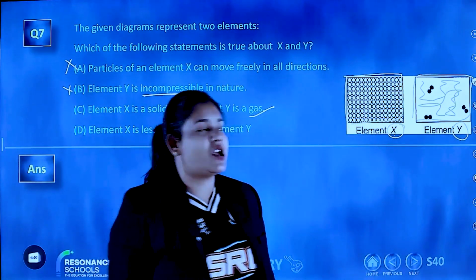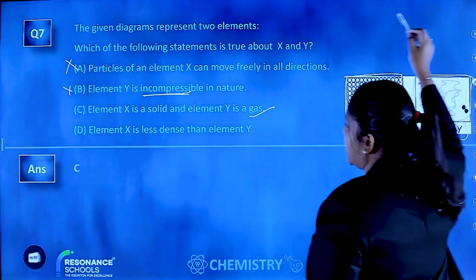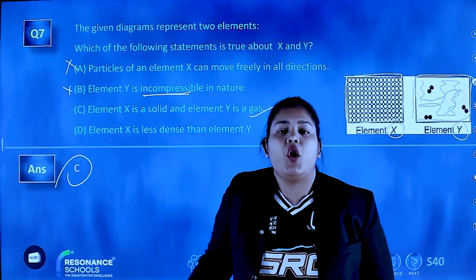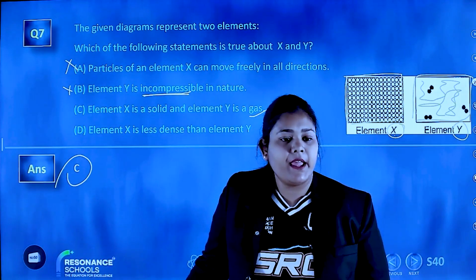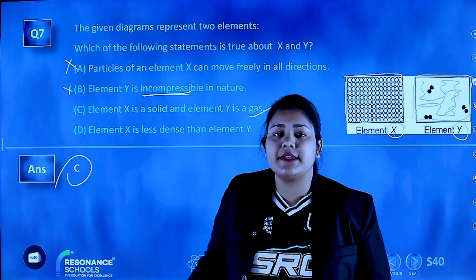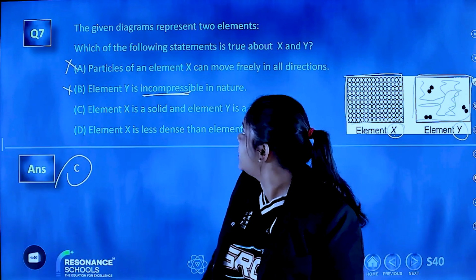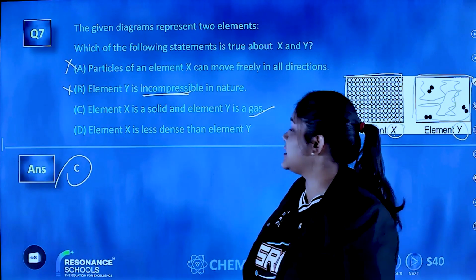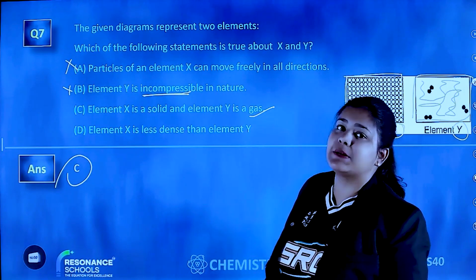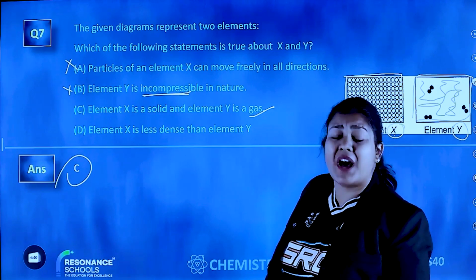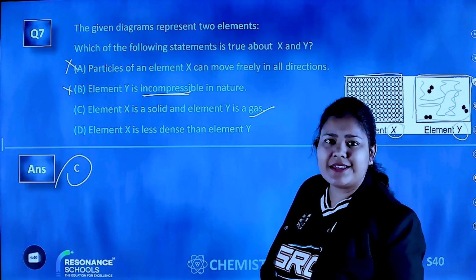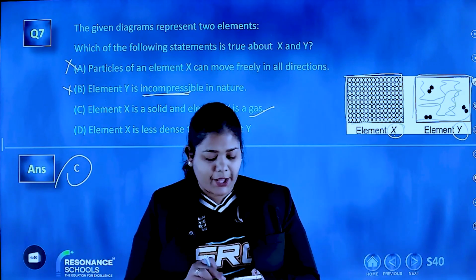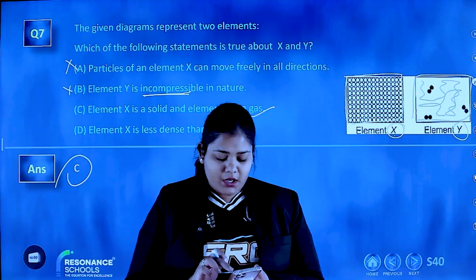Let us check the correct answer, and yes, option C is the correct answer. Everyone clear with the concept? Particles of element X cannot move freely because it is solid, so that option is wrong. Element Y is highly compressible because the particles are very far away. Because particles are far away, space is very high. If space is high, compressibility is also high. So I guess we are done with the concept.